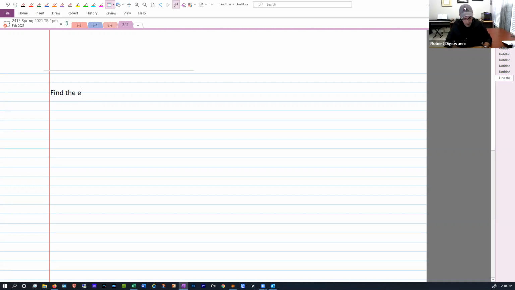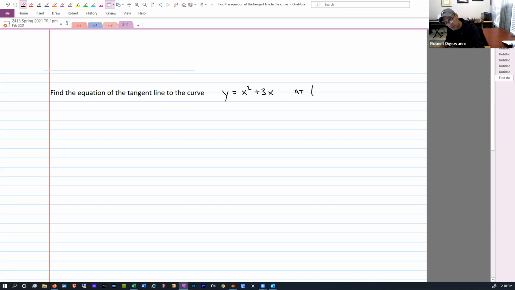Now, we're going to put everything that we have learned together in one problem. Find the equation of the tangent line to the curve, I'll just make one up, y equals x squared plus 3x, at the point 5, 40.